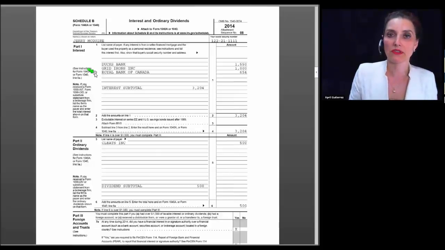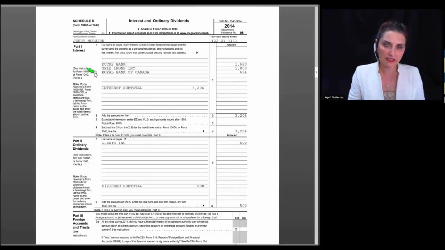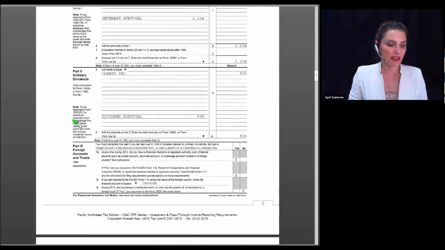Well, remember we showed that the interest paid was Canadian interest, in Canadian dollars. Well, we're going to have to apply the conversion rate to come up with the US dollar amount, and we came up with $654. And then we show Cleats Inc. as paying out the $500 of dividend income.